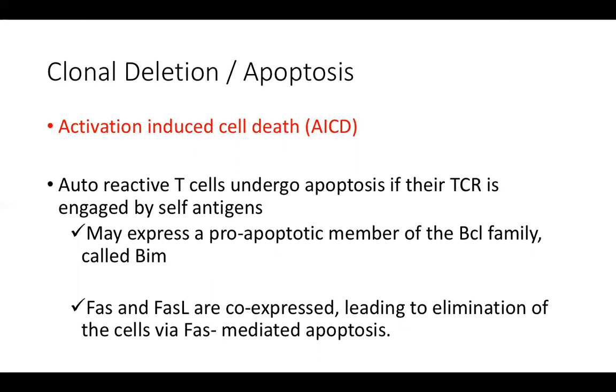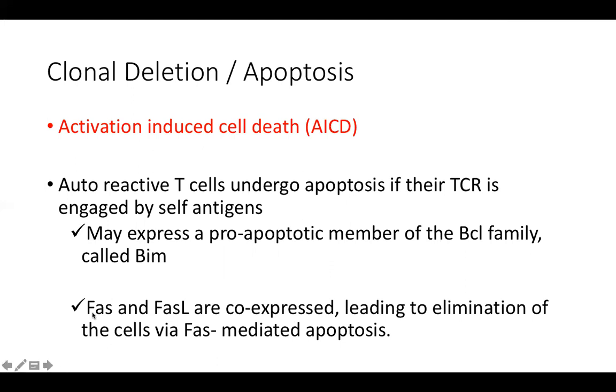So how will he die? Because he is not supposed to do that. They may express a pro-apoptotic member of the BCL family called BIM. So अपने surface पे एक BIM नाम का protein. So there are some apoptotic proteins like BAD, BAX, BIM. So BIM express करता है, उससे मर जाता है. Secondly, FAS and FAS ligand are co-expressed, leading to elimination. So FAS, you will learn about FAS and FAS ligand in your second year as well. So basically, there are some receptors, transmembrane proteins on the cells known as death receptors. So death receptors, because if they are engaged by their ligands, they activate apoptotic pathways.